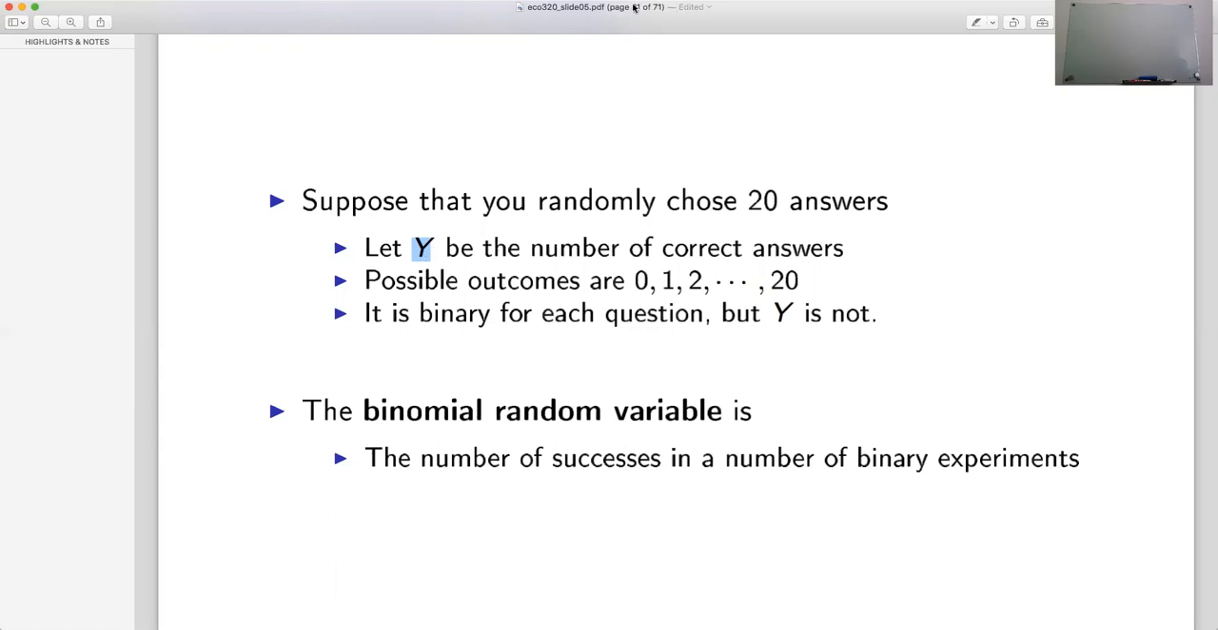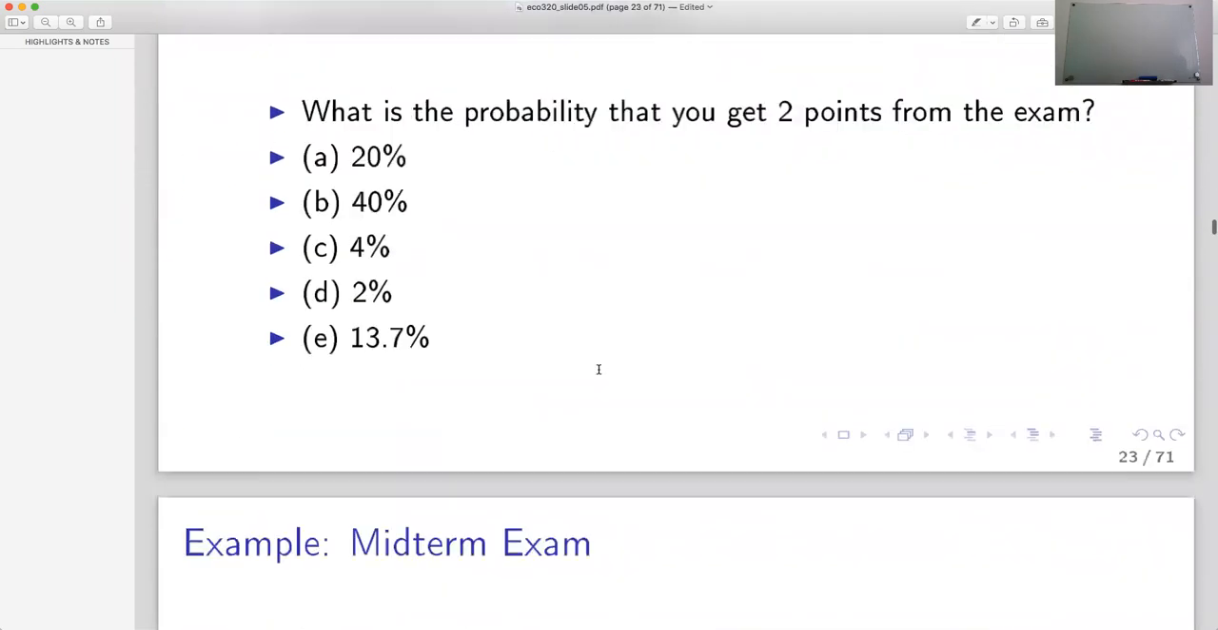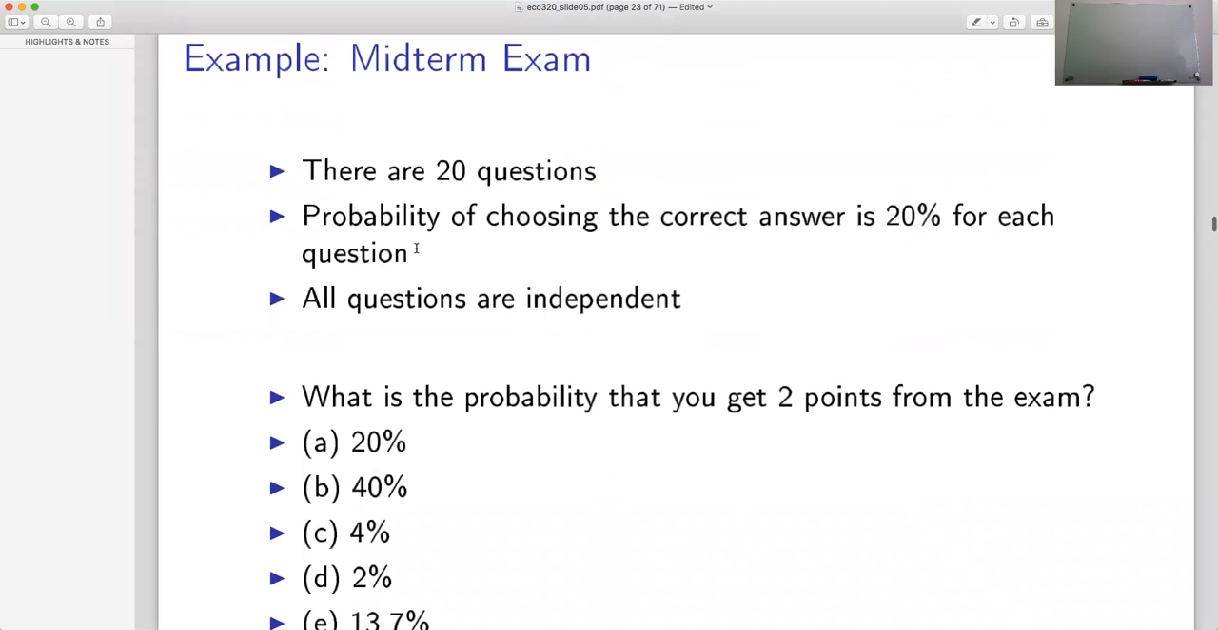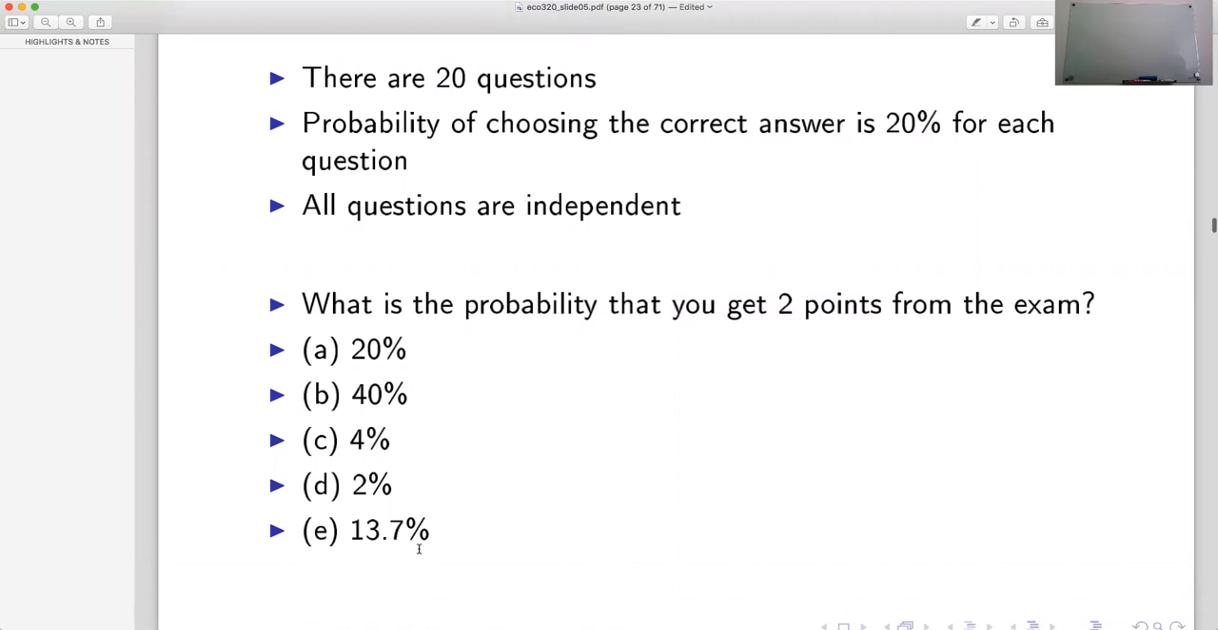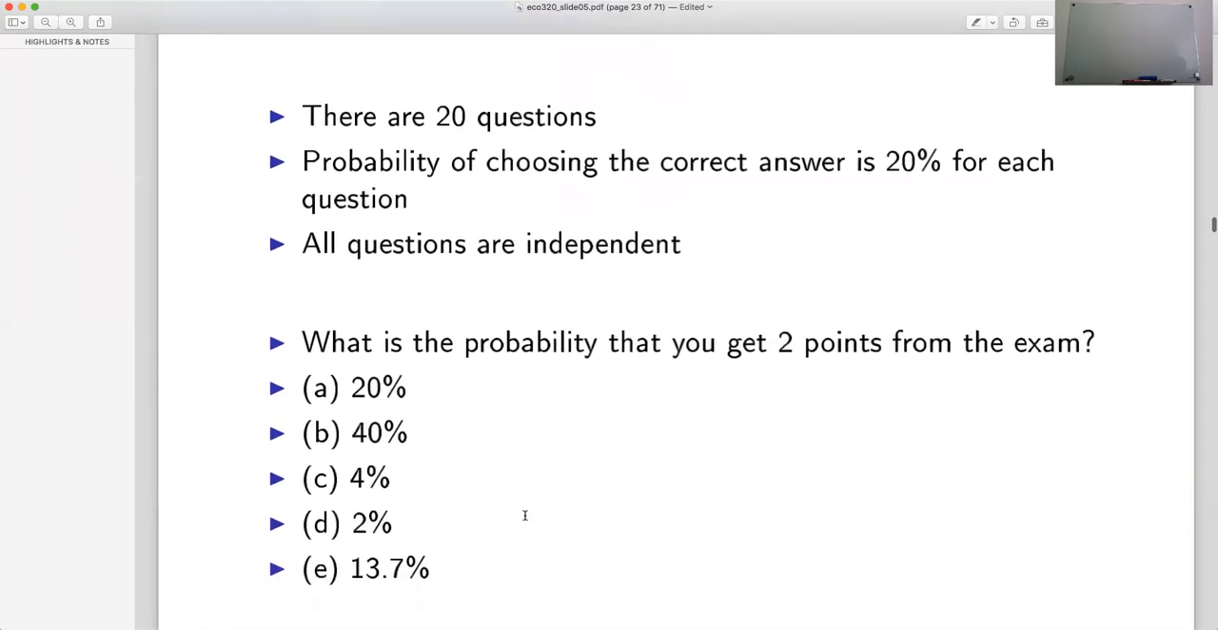So the probability that Y equals some number. For example, in this case, we are looking for the probability that Y equals 2, because we are interested in you getting 2 points from the exam out of 20 questions. So I was interested in, what is the probability that you only get 2 questions right out of 20 questions? The answer was this, right? And today I'm going to talk about why this was the answer. So that is the concept of binomial distribution.